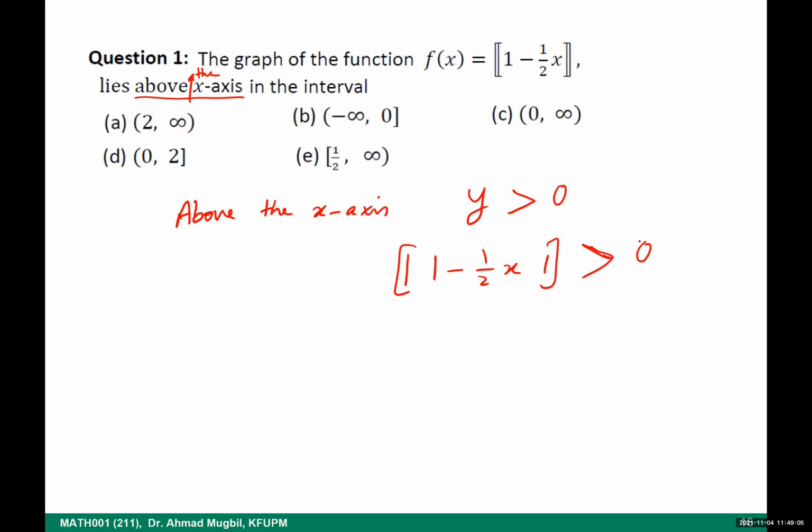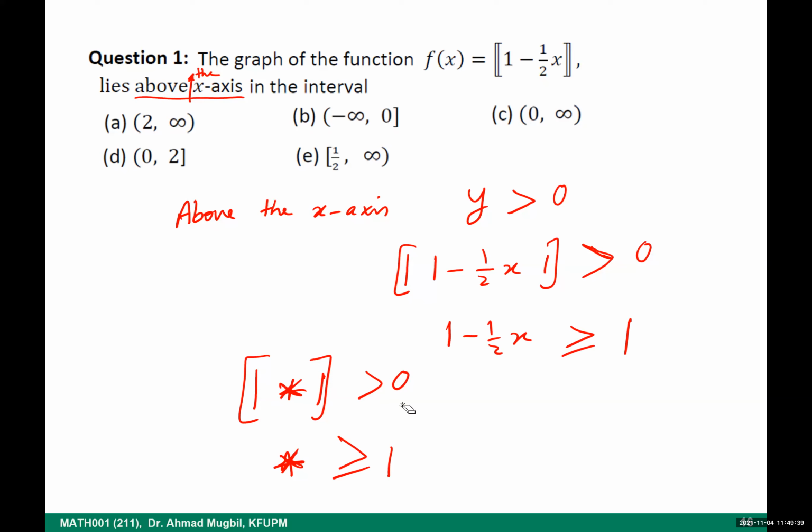So when is the greatest integer of something greater than 0? Again, let me ask you this question. What are the numbers that their greatest integer is greater than 0? They should start from where? From 1. If they are less than 1, between 1 and 0, the greatest integer will be 0. So here we have 1 minus a half of x greater than or equal to 1. That's it. Now you have an inequality, solve it.